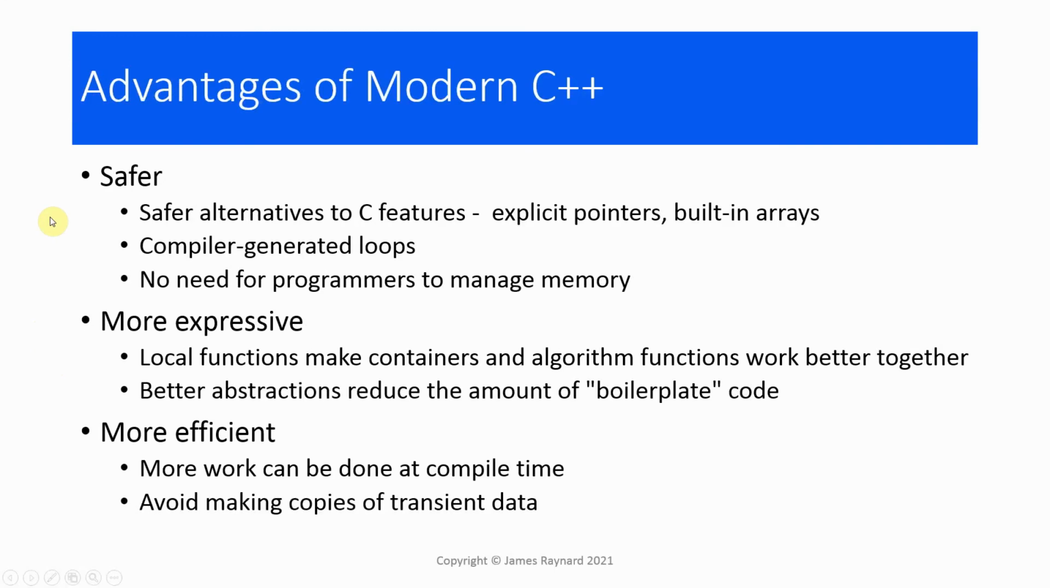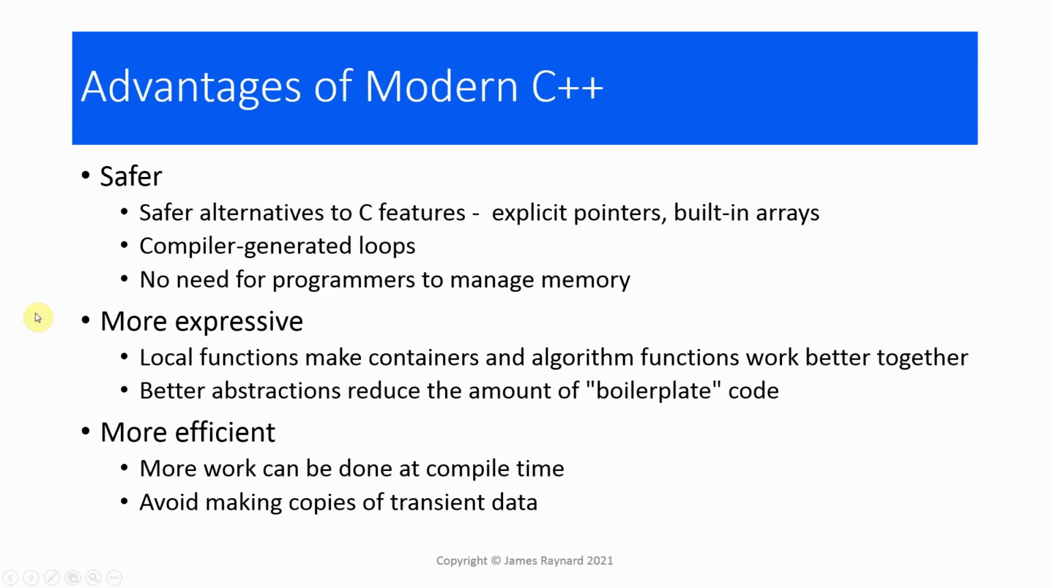So what are the advantages of Modern C++? Well, first of all, it's safer. For all the C features which are dangerous, things like explicit pointers, built-in arrays, there are safer alternatives. The compiler can generate loops for you, so you no longer have to worry about running off the end of an array. And there's no need for programmers to manage memory themselves.